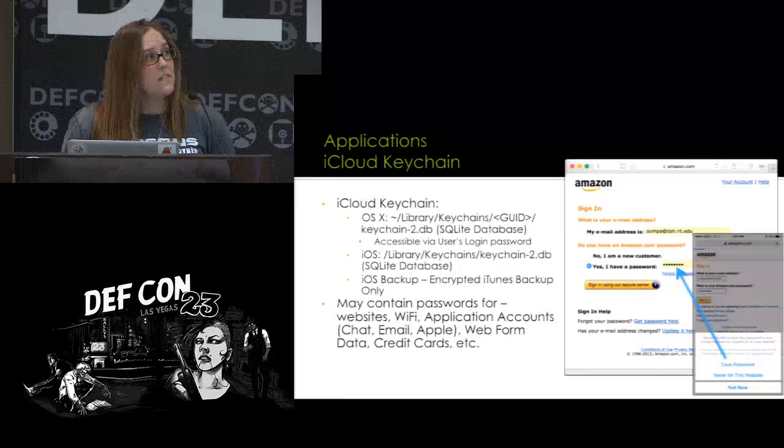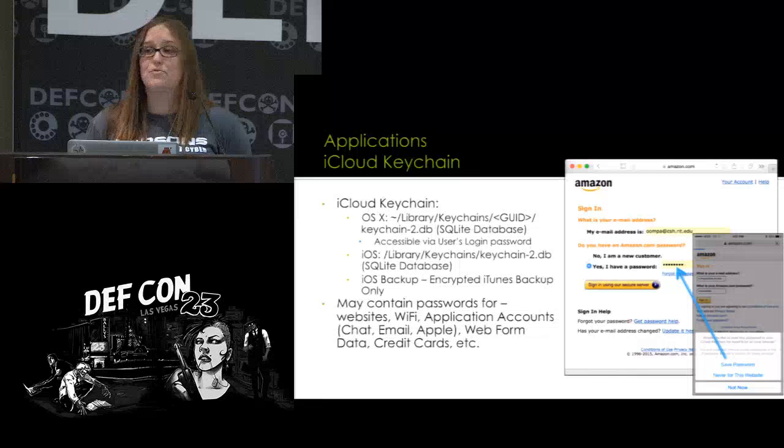And last but not least, iCloud Keychain. iCloud Keychain can be extremely useful. People do not like typing in passwords on their iOS devices. I can barely type on these things. I have small hands, and I don't like doing it. So maybe I want to save all my passwords for Amazon or social media accounts into this database. This keychain2.db is just a SQLite database. You can look in there, and you might be able to find some strings of interest.